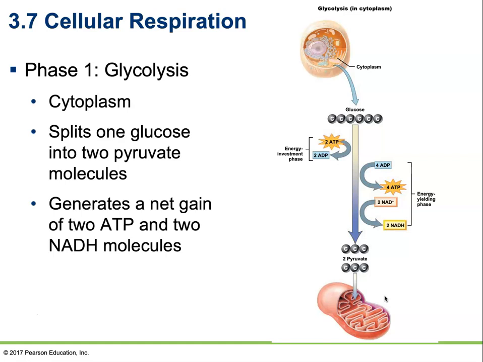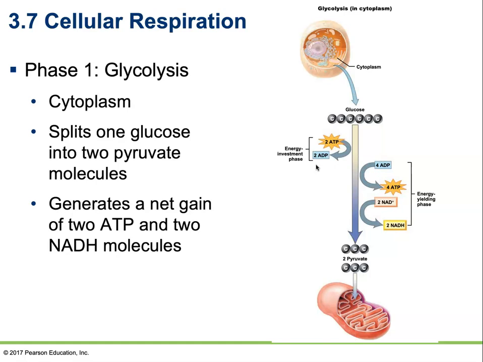We're going to generate what is known as a net gain of 2 ATP and 2 NADH molecules. The reason that we say that there is a net gain of 2 ATP is because this process actually requires the input of energy. Remember we talked about how a lot of reactions don't occur on their own. They're going to require the aid of enzymes to drive reactions forward.